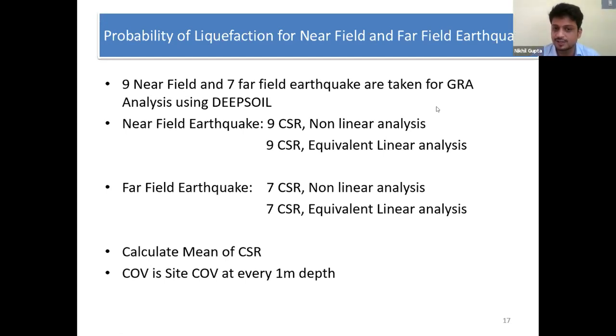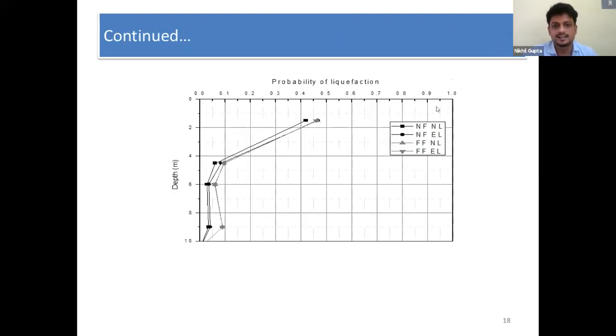For far field earthquakes, 7 CSR values for non-linear and 7 for equivalent linear. Then we can calculate the mean value of CSR, and the coefficient of variation is taken from the coefficient of variation for the entire site. Then we can find out the probability of liquefaction. Here it is observed that for far field earthquakes at the same PGA value, the probability of liquefaction is higher.